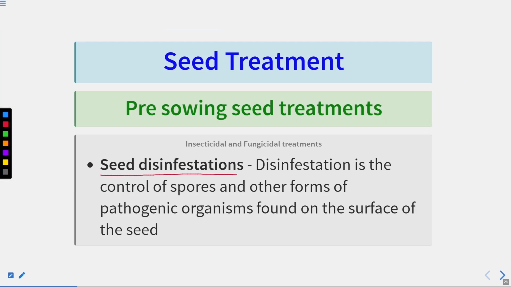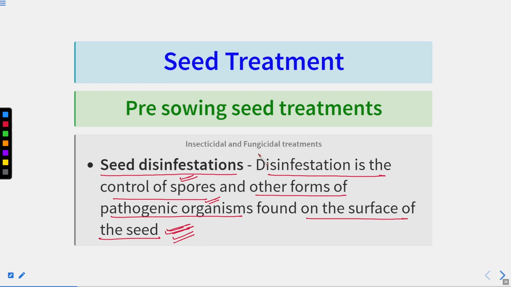Seed disinfestation. Disinfestation is the control of spores and other forms of pathogenic organisms found on the surface of the seeds. So the spores of fungi or pathogenic organisms present on the surface of the seed, this disinfestation process is used for this.